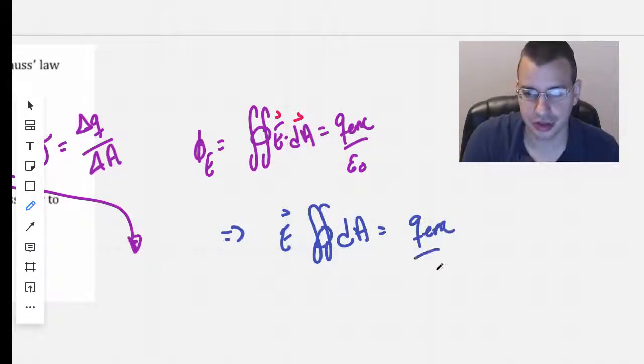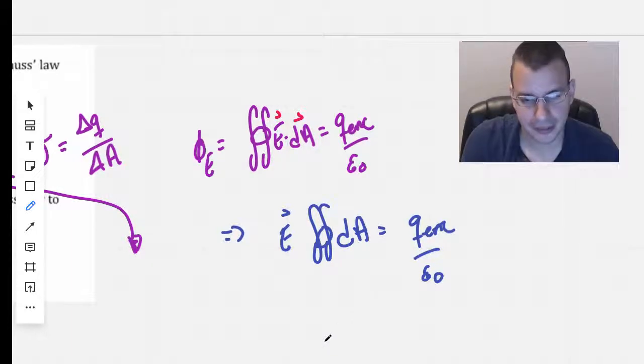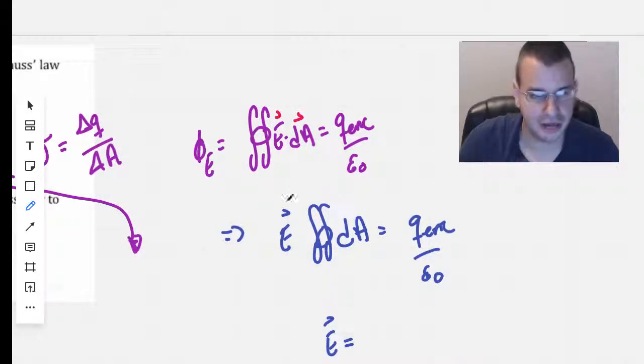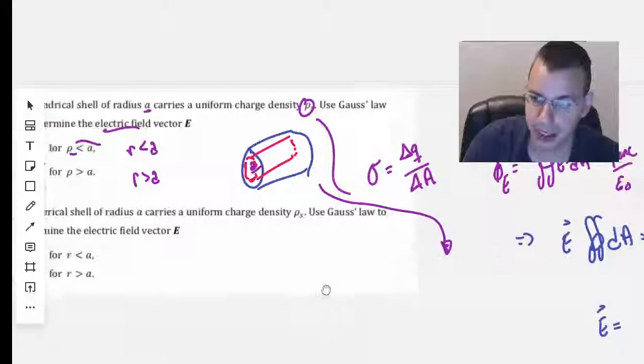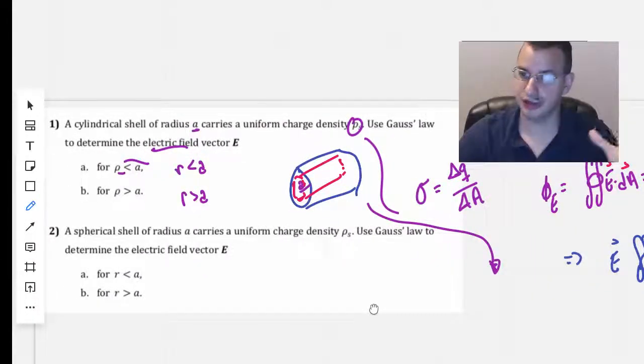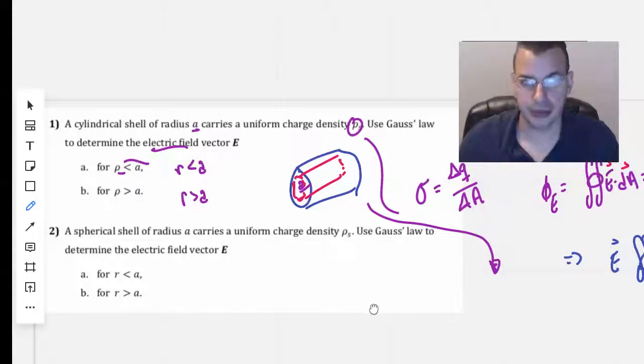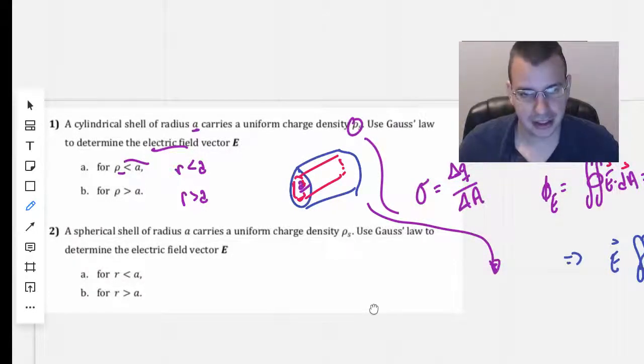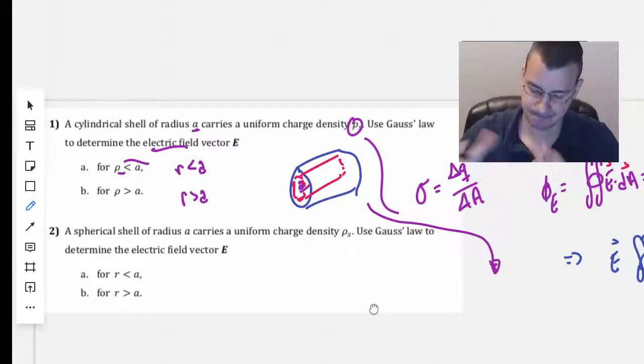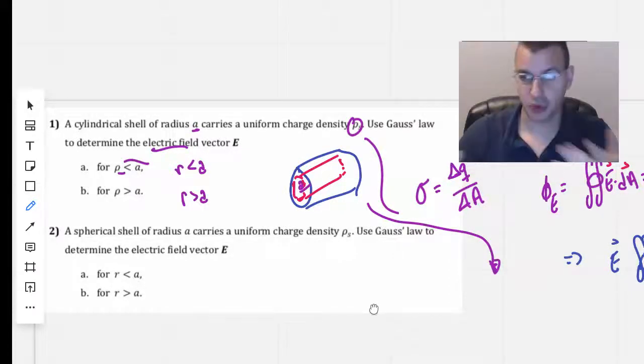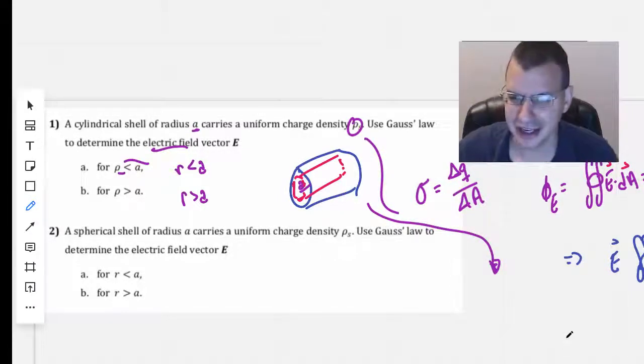Q enclosed over epsilon naught, and then we have electric field equals, now this is just the area of this concentric cylinder we made. So the Gaussian surface is a shape with surface area. Yeah, I guess that's not a good explanation.